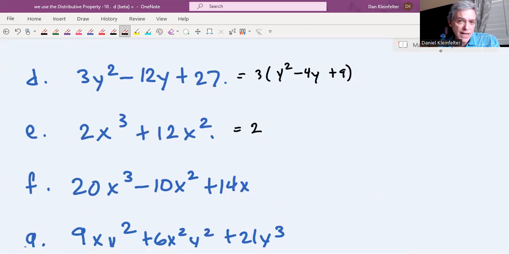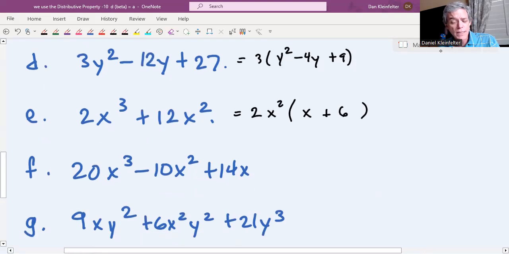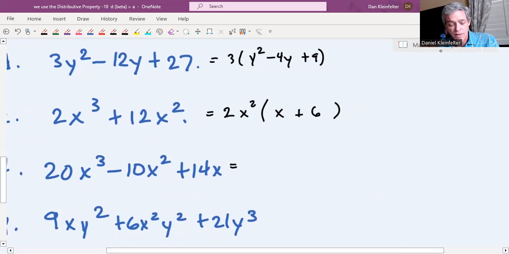But additionally, we have x cubed and x squared. The smallest power of x that they both have, at least, is x squared, so we're going to factor out x squared. So we had 2x cubed. If we factor 2x squared out, there will be a single x left behind. Plus 12 divided by 2 is 6. And then we factored out the whole x squared, so there's no x left here after the 6. So the final answer, 2x squared times x plus 6. Once again, double check by multiplying if you like.